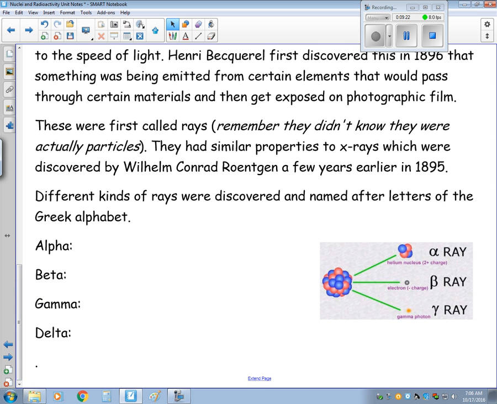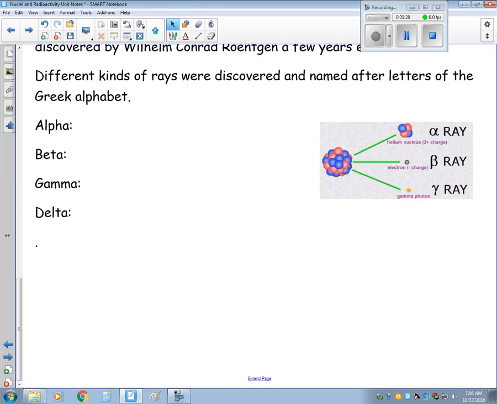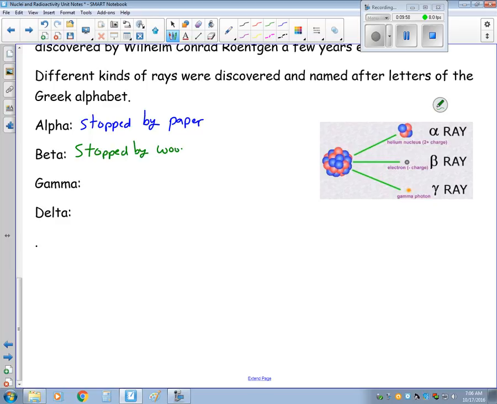Now, the different kinds of rays, when they were discovered, were named after letters of the Greek alphabet. So we had alpha, beta, gamma, and then delta rays. The way we classify them is by how far they penetrate into different materials, or what materials can stop them. So alpha rays could be stopped by paper. Beta rays could be stopped by wood. Gamma rays could be stopped by concrete or lead.